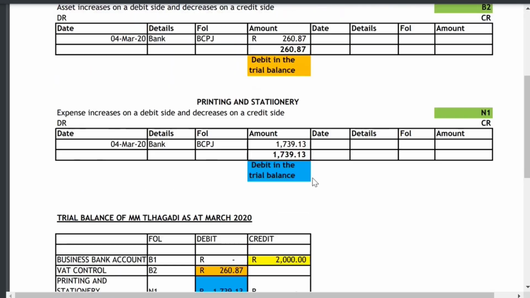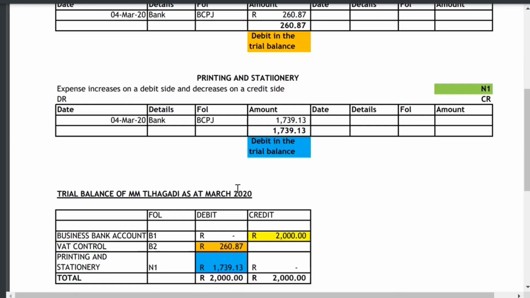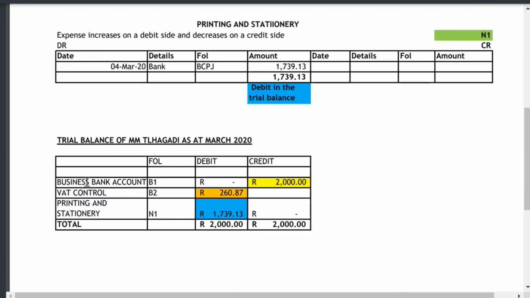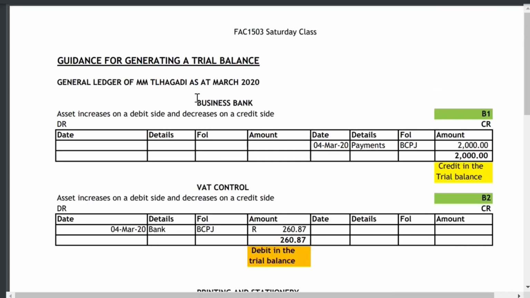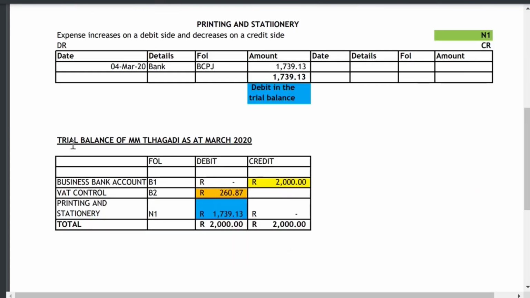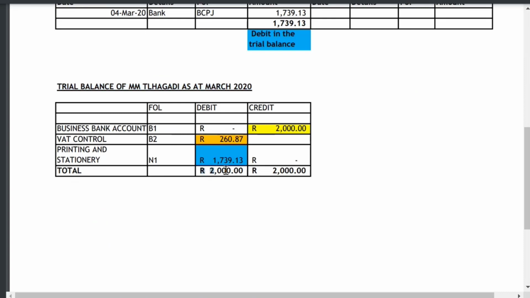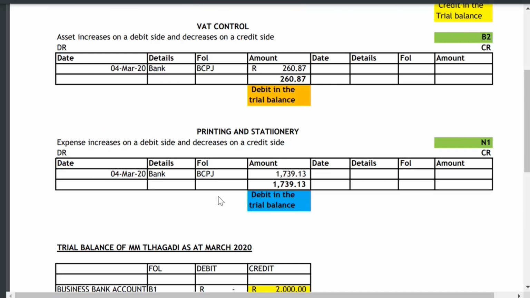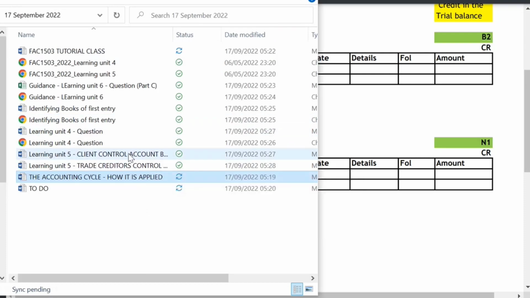So this is how you generate your trial balance from the individual accounts in your general ledger. The closing balance of each will all go to the trial balance. And at the end, your trial balance needs to balance.